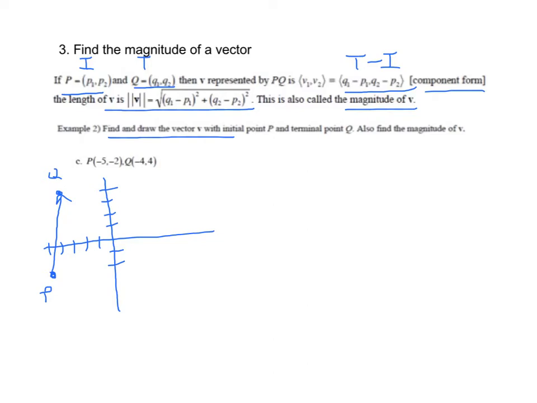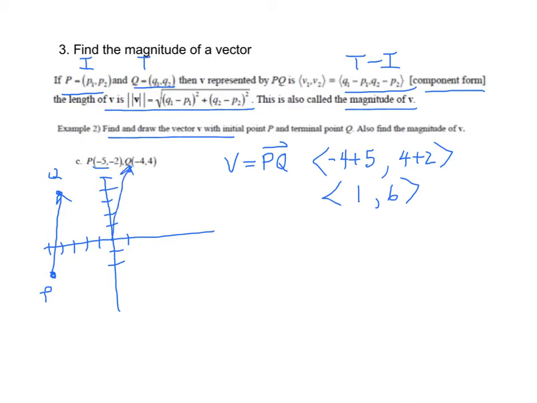To put that in component form, PQ in component form, v, would be terminal minus initial. So this is going to be negative 4 plus 5 for the x-coordinate, and then 4 plus 2 for the y-coordinate. So in component form, it's going to be 1, 6. Right? So if I take this and move it, it will be over 1, up 6. So it will look like this. Moving that vector over into standard position puts it in component form.